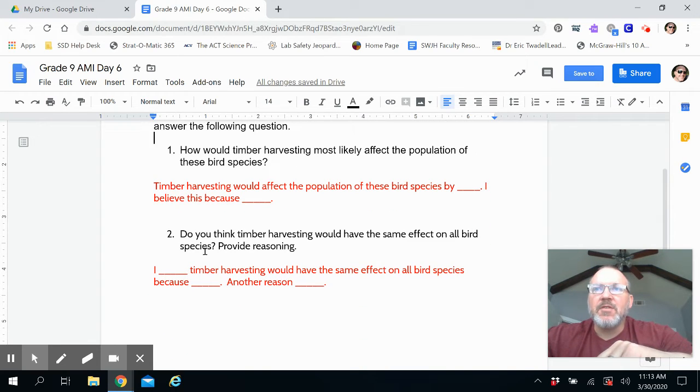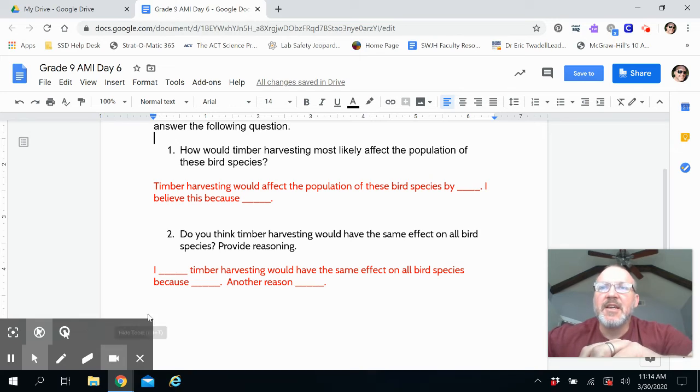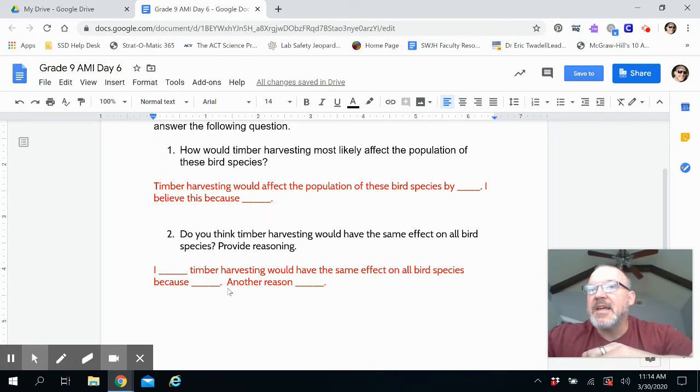Number 2, do you think timber harvesting would have the same effect on all bird species? And then provide some reasoning. Well, to answer this question, you really need to know if all bird species are exactly alike. Do they all like open spaces, or do some birds like to have some cover or more trees? And so that's really what you need to answer this question. Here's the sentence frame. I blank timber harvesting would have the same effect on all bird species because of blank. And another reason is blank.